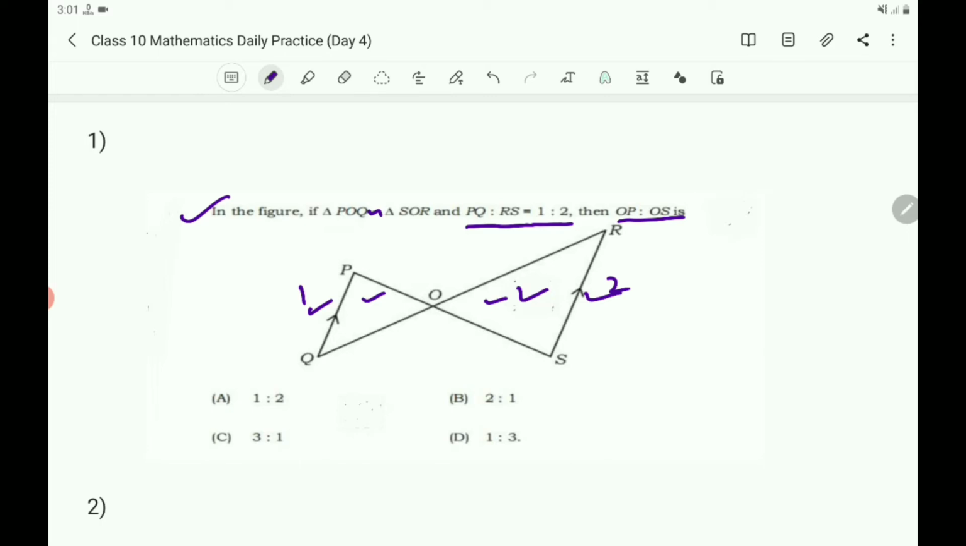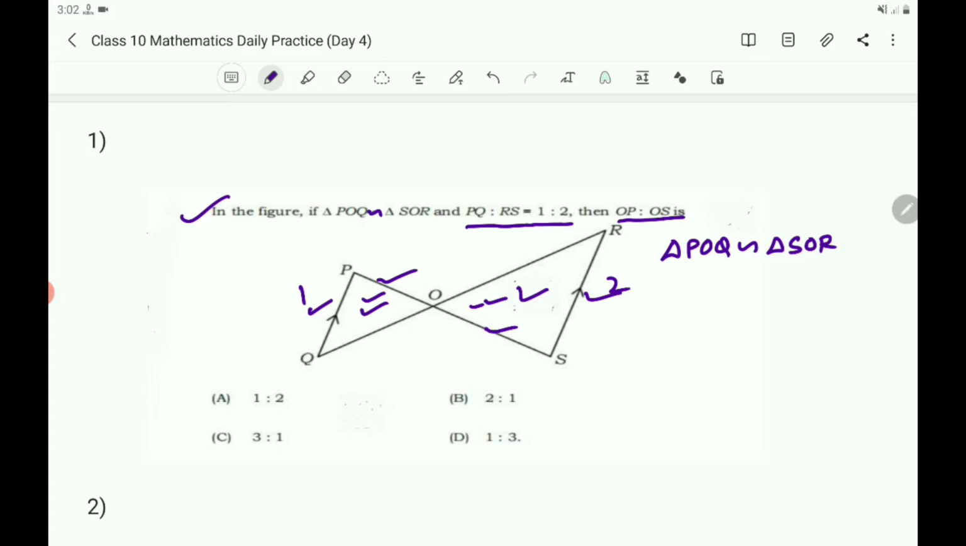And what you have to find out? We have to find out that OP is to OS. Where is OP here? OP is here. It is given that these two triangles are similar. Triangle POQ is similar to triangle SOR. As triangle POQ is similar to triangle SOR, the sides must be in same proportion.